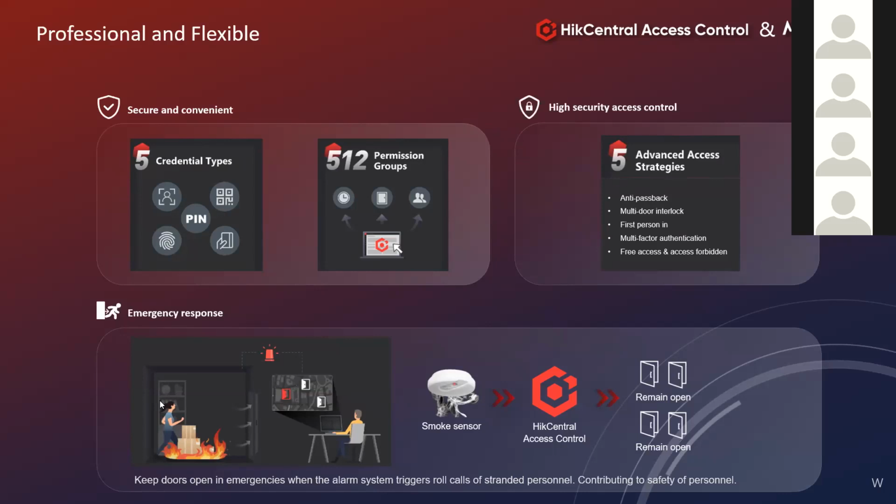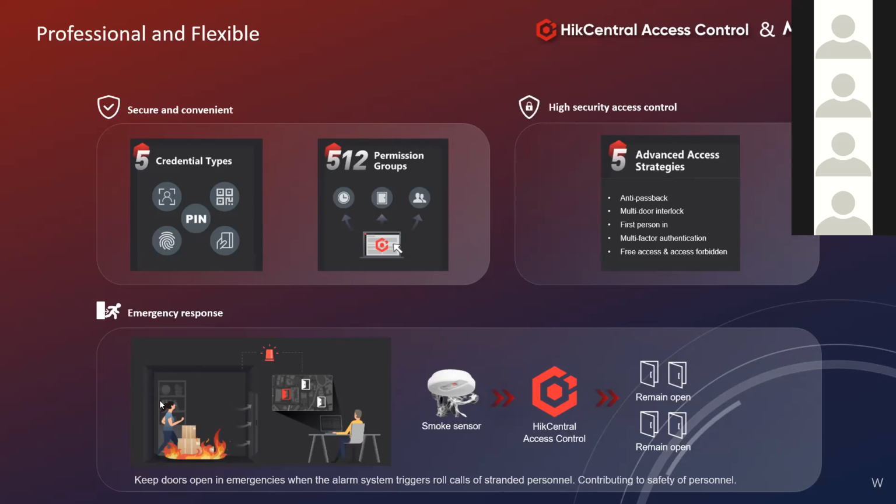Here you can see some of the advantages and features of our Hikvision access control software. Mainly, you can use 5 credential types with Hik-Central Access Control. You can use face, fingerprint, PIN or password, QR code, and card. There are many credential types that you can use. And also there are many permission groups. You can manage 512 permission groups and customize them as required.